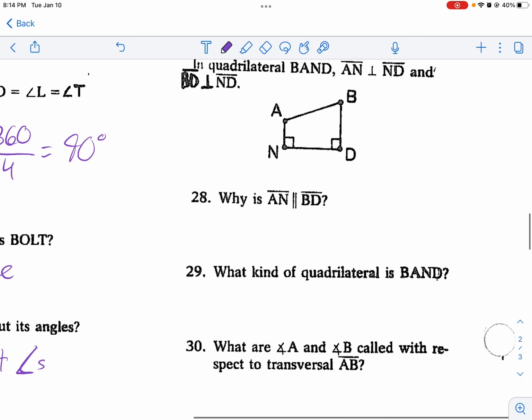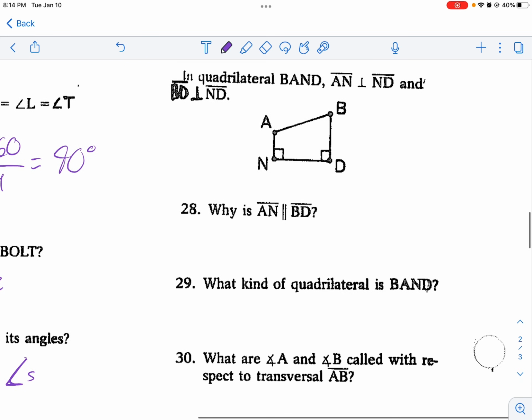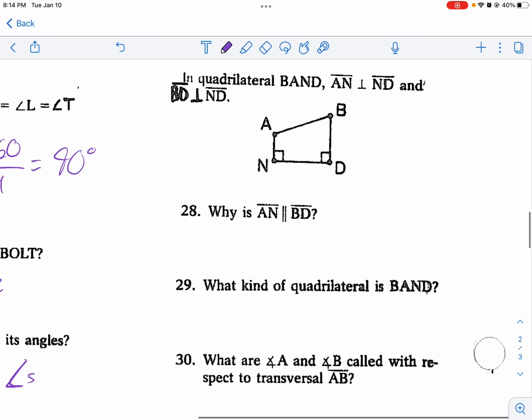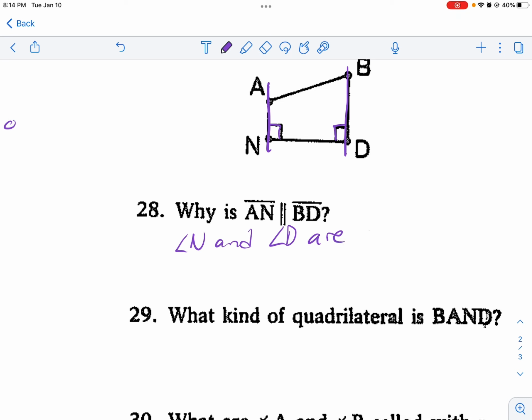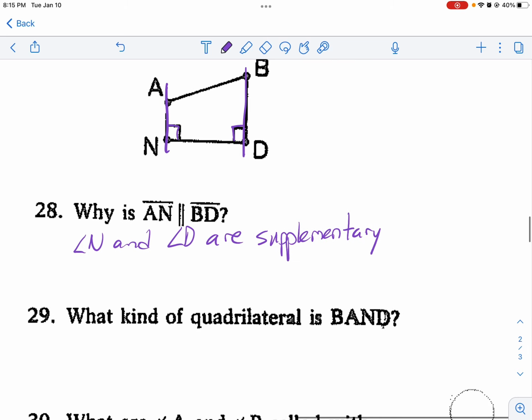And that brings us to 28. It says, is AN parallel to BD? So we're given that AN here is perpendicular to ND, and so is BD. So again, we're thinking same side interior angles. So how do we know AN is parallel to BD? Because angle N and angle D, you can see those on the picture, are supplementary and same side interior angles.